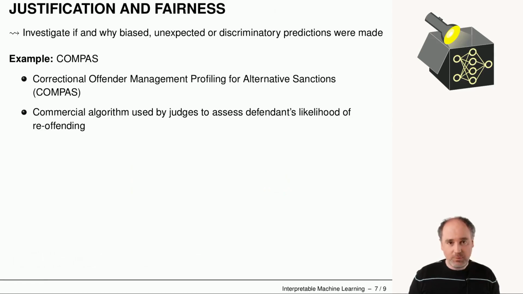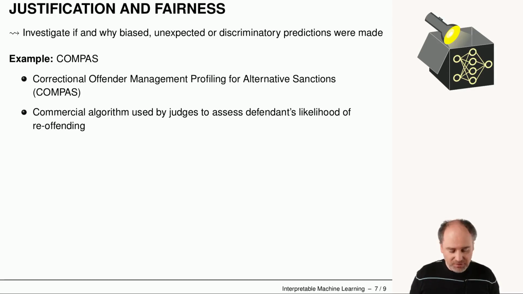And now we come to the first and last aspect of why explanations and interpretability might be of interest to us, and this is in regard to justification and fairness. So we potentially want to investigate if and why biased, unexpected, or potentially discriminatory predictions are being made by our model. We already talked about this in the first session.